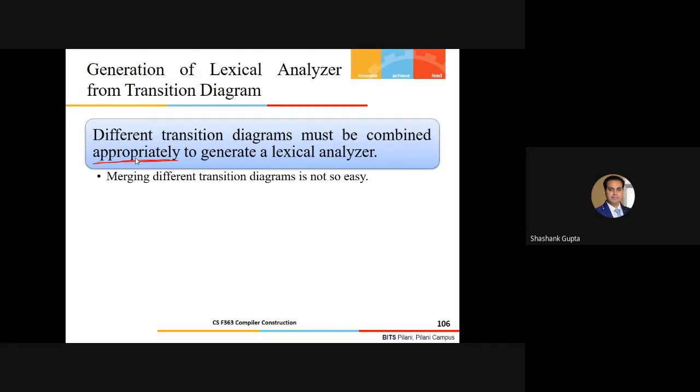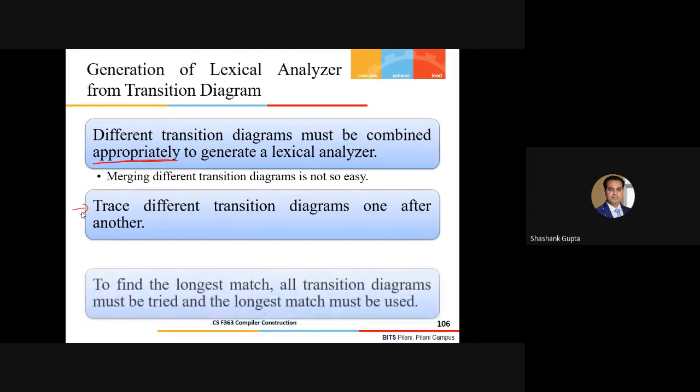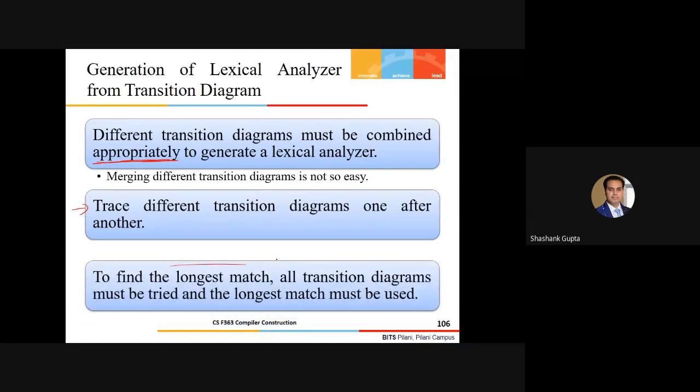Merging the different transition diagrams is not so easy, right? You can imagine what sort of complications you have to observe, and what sort of different decisions you have to make. So it is preferable to trace different transition diagrams one after another and go for the longest match. Recall, this is how one has to implement the principle of the maximal match: all transition diagrams must be tried and the longest match should be used. This is the bottom line that one has to remember.